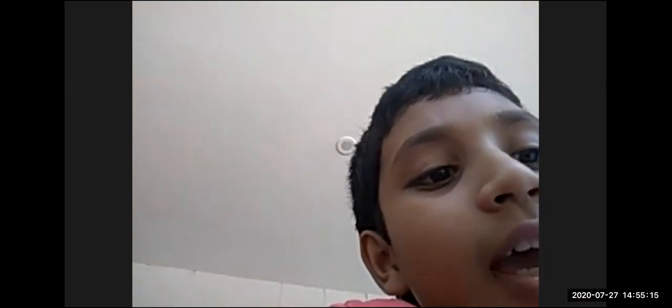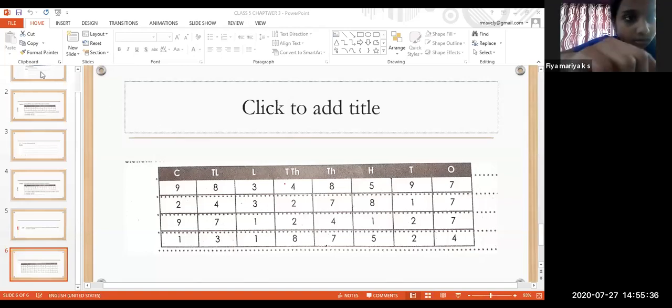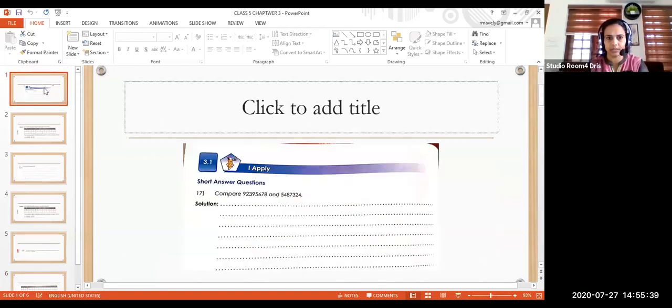So children, did you write the numbers in the boxes? Yes, ma'am. Okay, do that. Place the numbers in the boxes. Can you share the screen? Wait, ma'am, finished. I'm checking. I'm taking that one only. Okay, wait.